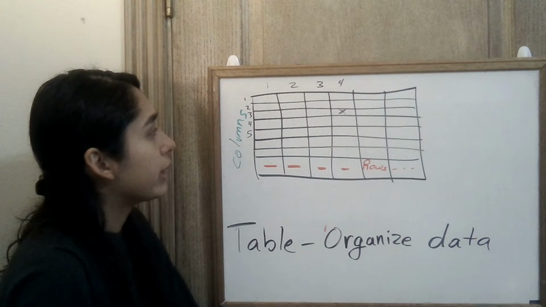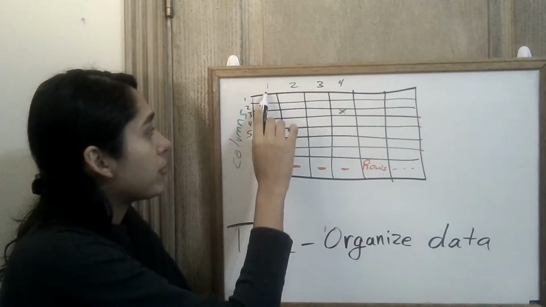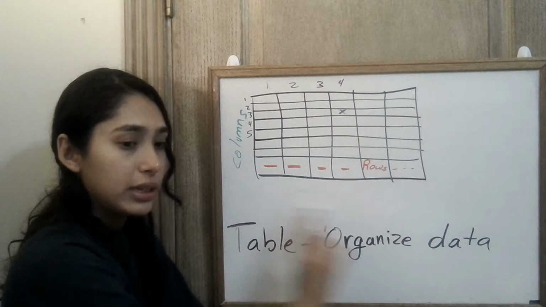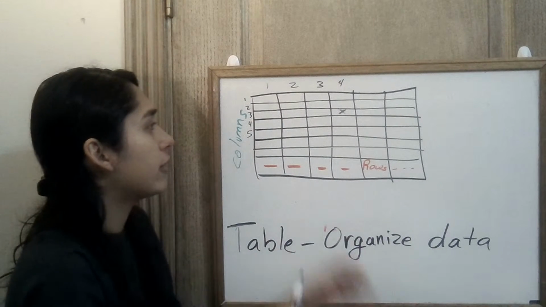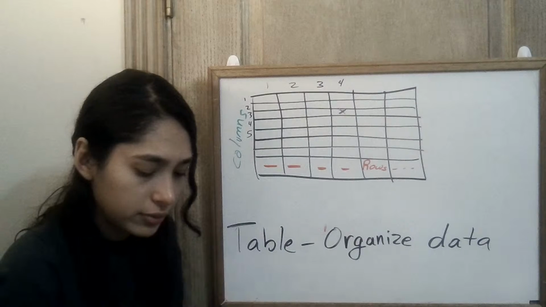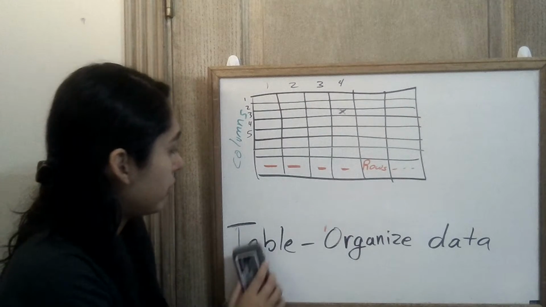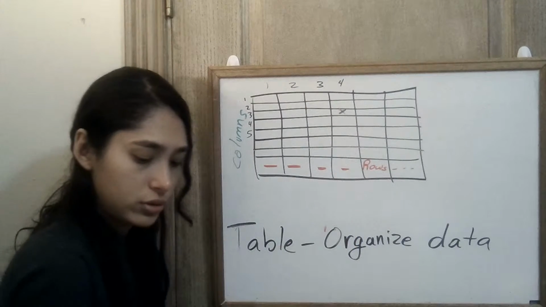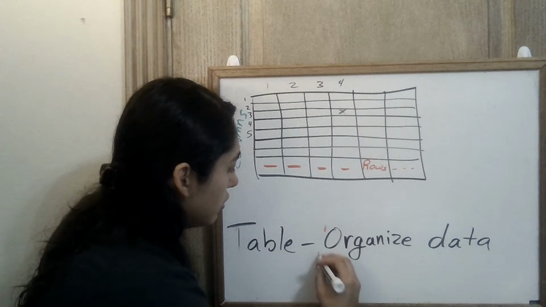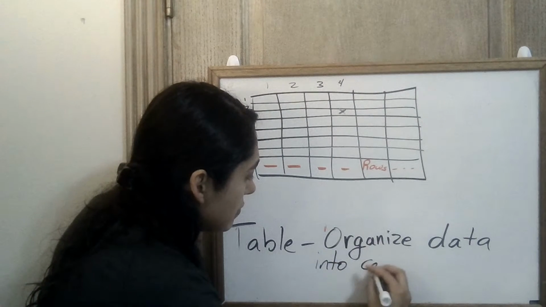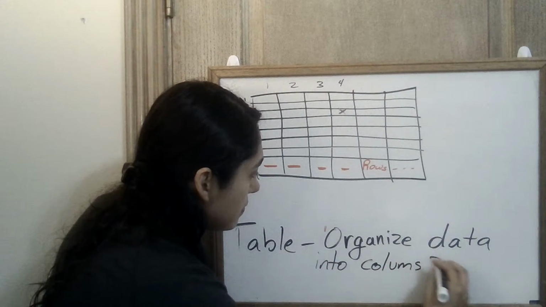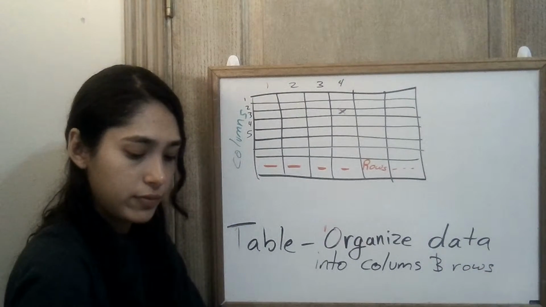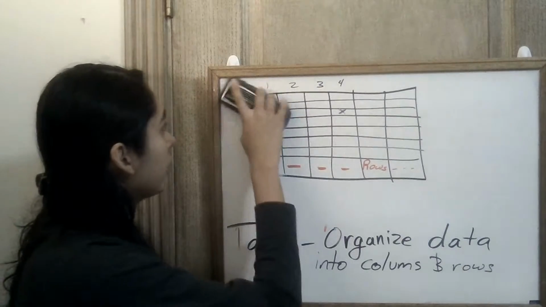There's also points where the information in a column is related to each other, and also the information in the row is related to each other. So let me go ahead and fill in an example of a column. It organizes data into columns and rows. Just write that down. There you go.